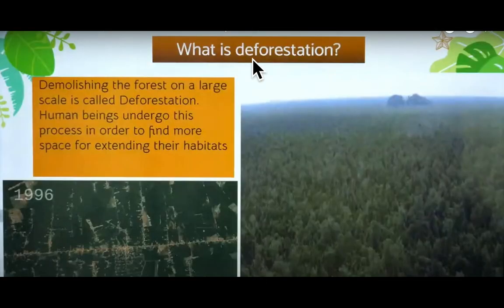Now, what is deforestation? Deforestation means no forest, removal of forest. Demolishing the forest on a large scale is called deforestation. And human beings undergo this process in order to find more space for extending their habitats, because they want to build roads, factories, houses, so they are demolishing the forest, deforesting, cutting it.